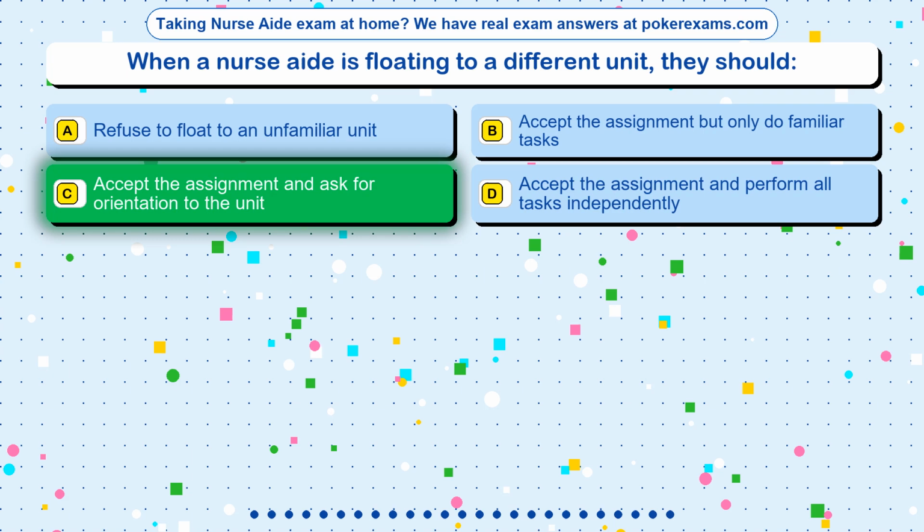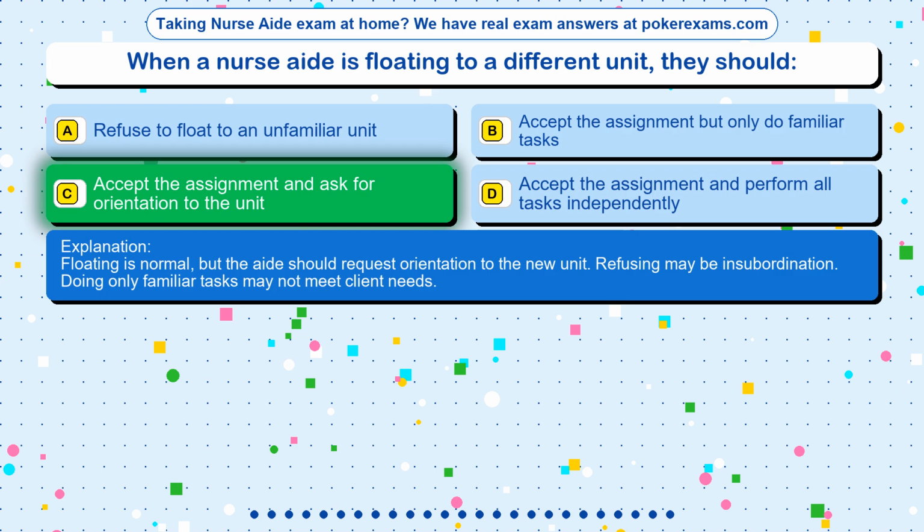The correct answer is option C, accept the assignment and ask for orientation to the unit. Floating is normal, but the aide should request orientation to the new unit. Refusing may be insubordination. Doing only familiar tasks may not meet client needs.